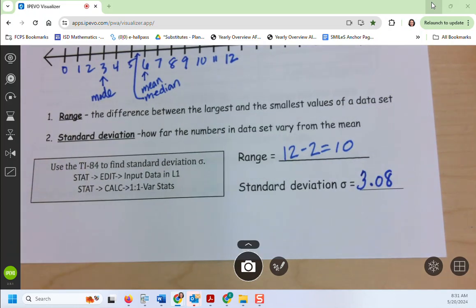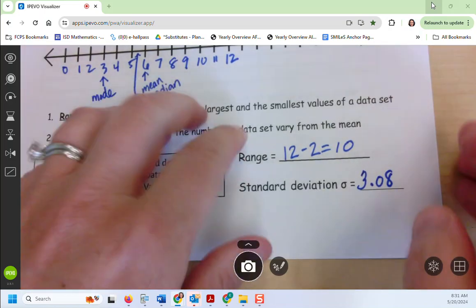All right, who has a question about how to use the calculator to find standard deviation? All right, I'm going to turn the page.